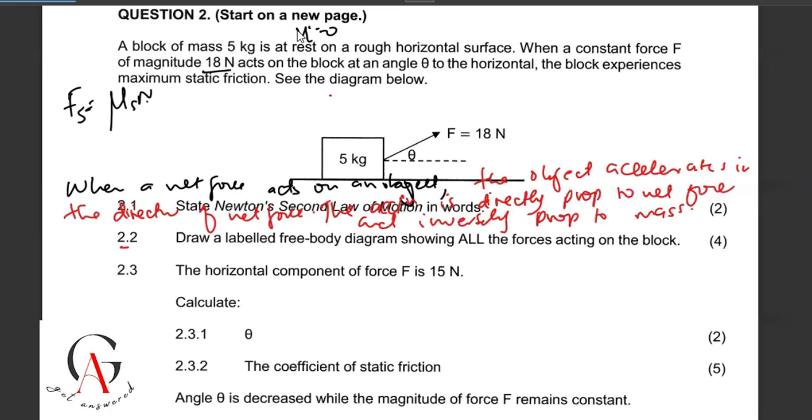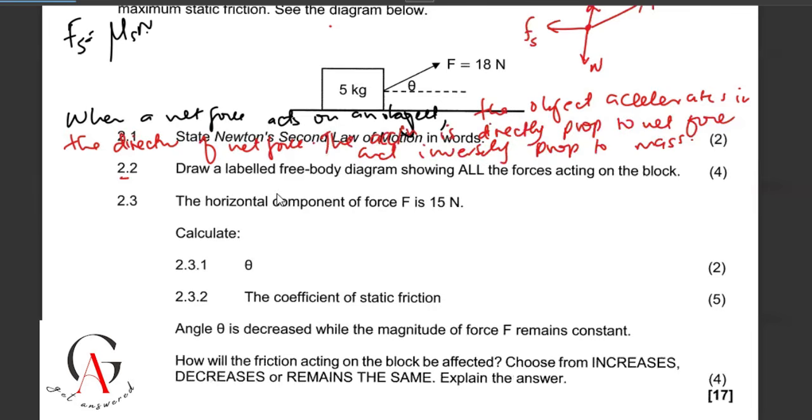Then 2.2, they want us to draw a free body diagram of the forces acting on the block. So we need 4 forces. It's going to be this F. We're going to have the weight downwards, the frictional force, and then the normal force. And then 2.3, if the horizontal component is 15, calculate the angle theta.